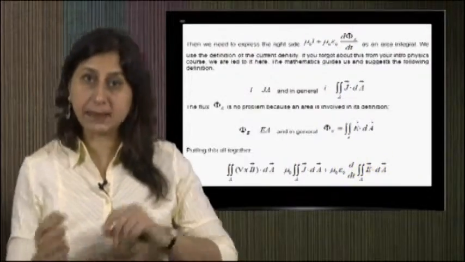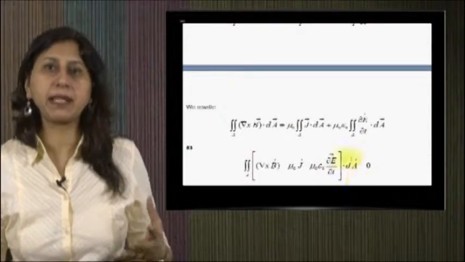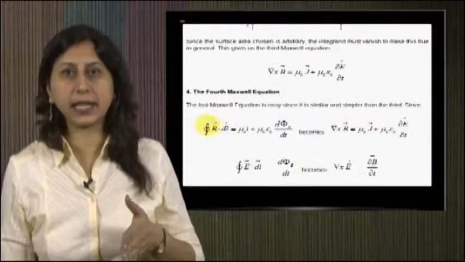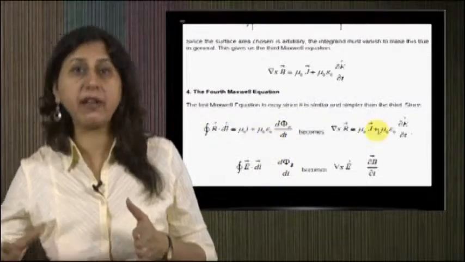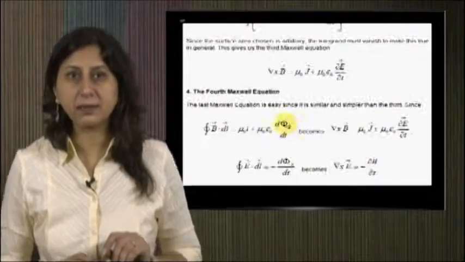Ampere's law plus Maxwell's displacement current. This gives the total magnetic force around a circuit in terms of the current through the circuit plus any varying electric field through the circuit, that's the displacement current.